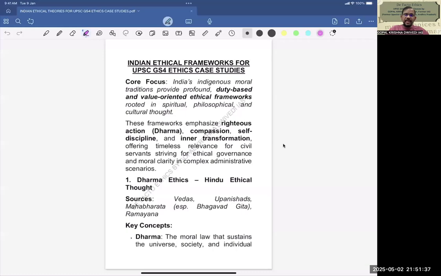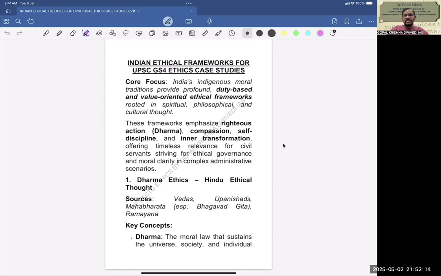So please do that while answering, along with the Western theories, for example, deontology or virtue-based ethics or care-based ethics or utilitarianism or such theories. Along with that, you also have to mention the Indian ethical theories, which are equally relevant and sometimes even more important for deciding the options of the case study. So now let us understand the various ethical theories based on Indian philosophers and Indian philosophy.